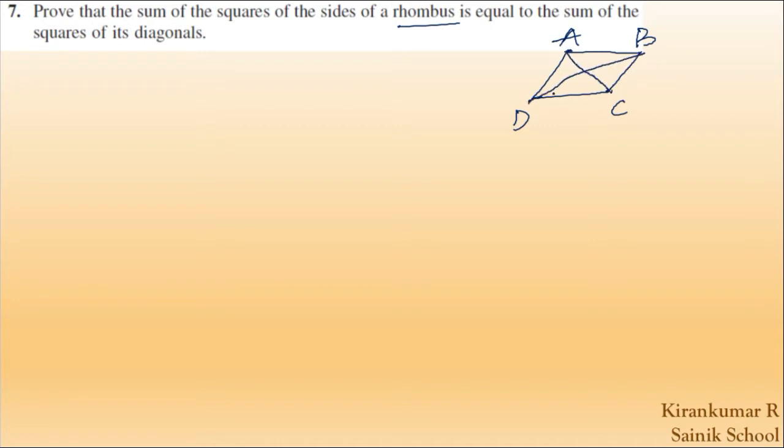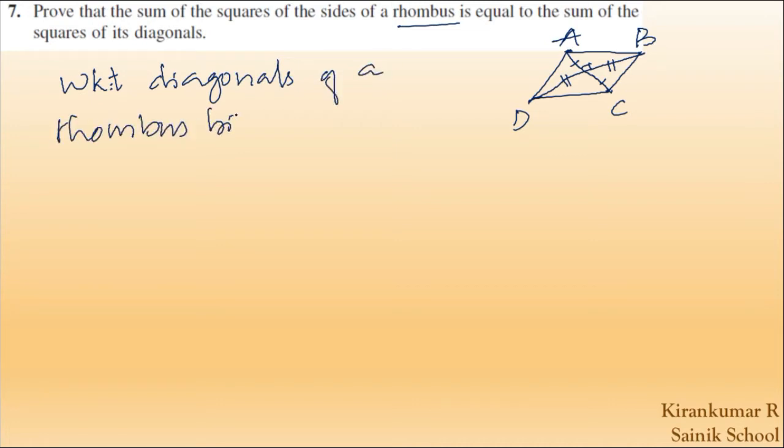We all know that the diagonals of a rhombus bisect each other perpendicularly. This concept is known to us. So let me mention that we know that diagonals of a rhombus bisect each other perpendicularly.